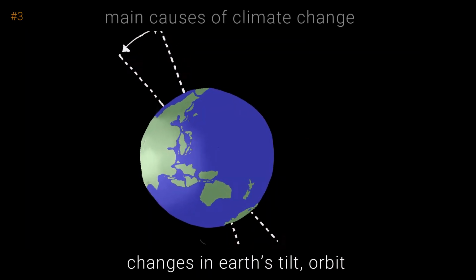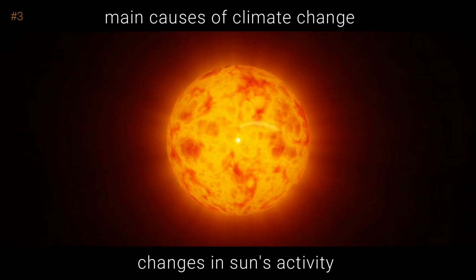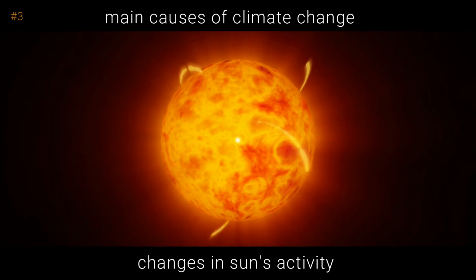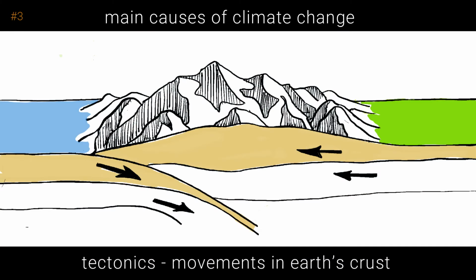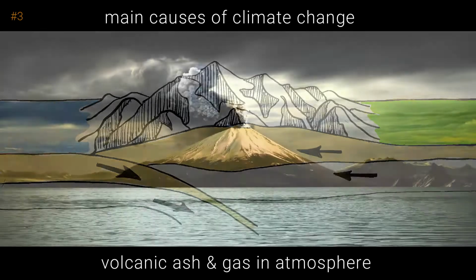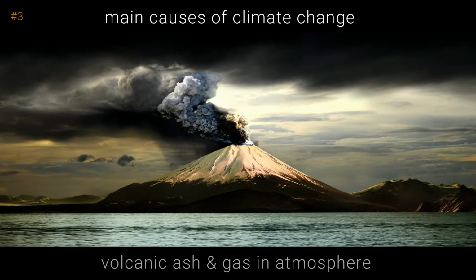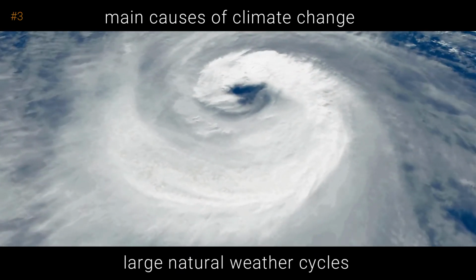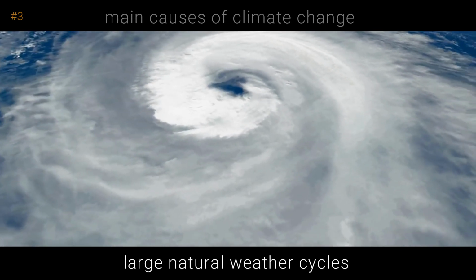Changes in Earth's tilt and its orbit around the Sun, changes in the Sun's own activity with 11 and 90-year cycles affecting cloud formation in Earth's atmosphere, large-scale tectonics, movements of the Earth's crust causing uplift or sinking of land and ocean floors and affecting major wind and water currents, ash and gases in the atmosphere from countless volcanic eruptions, and resulting from combinations of all these factors, many huge natural weather cycles lasting from years to centuries.